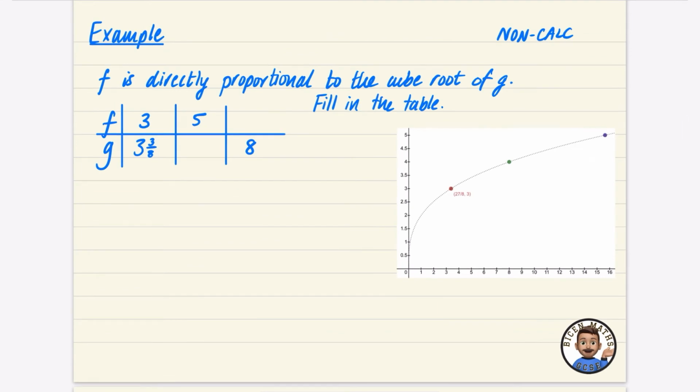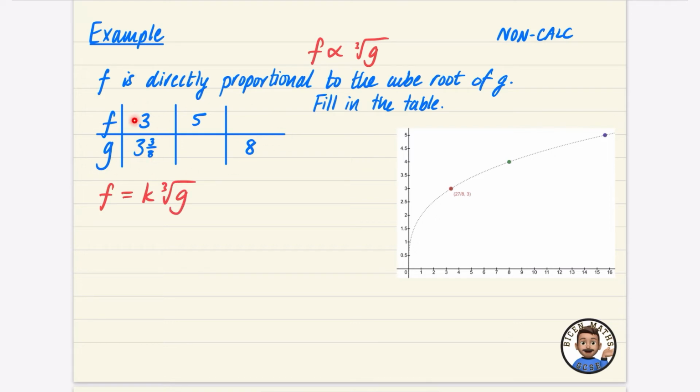But this one is a non-calculator one. So it looks a little bit different, but let's just see how this one goes. So it says that f is directly proportional to the cube root of g. There's that extra word directly that it doesn't always have to have. So f is directly proportional to the cube root of g. It's going to look like this. But if you wanted to, you could just go straight in and say that f equals k, the cube root of g.